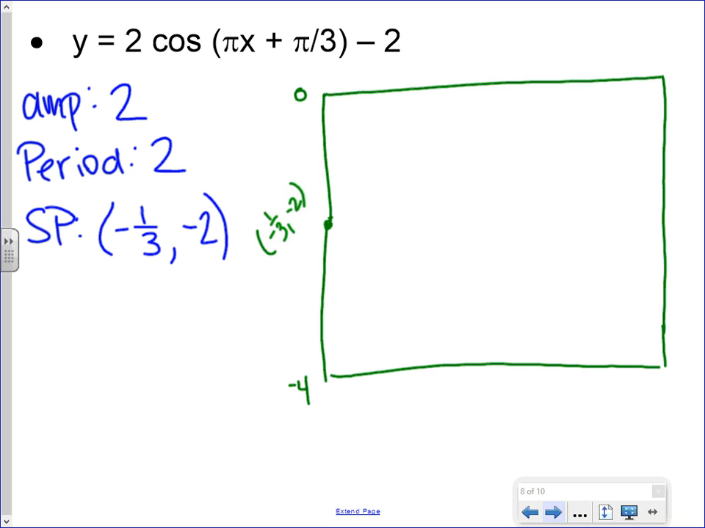Okay. We begin at negative 1/3. Our period is 2. Where is it stopping? How many thirds? 5/3. We are taking negative 1/3. We're adding 2, so we're adding 6/3.